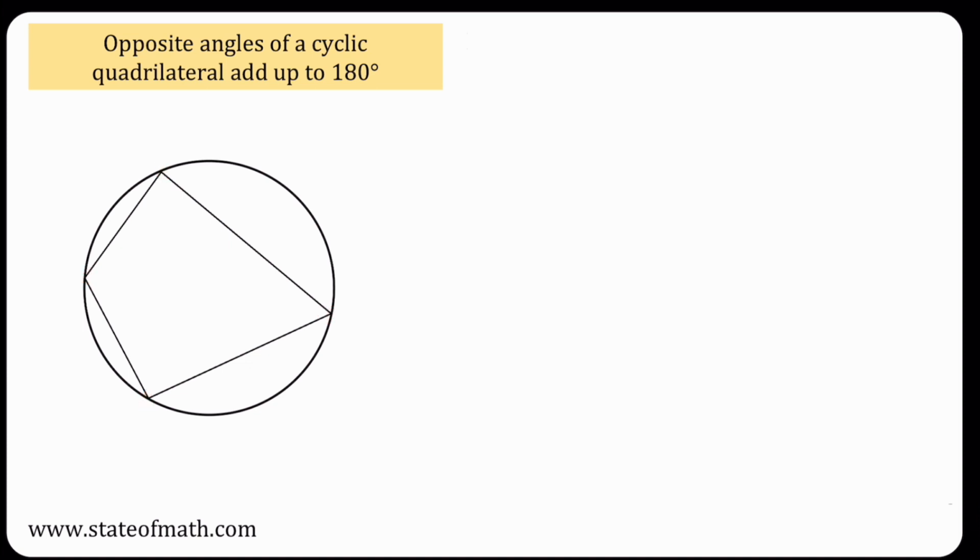So if we are facing this situation, then if this angle here is theta, then the opposite angle will be such that the two add up to 180, so it must be 180 minus theta. And similarly, if this angle here is phi, then the opposite will be 180 minus phi.